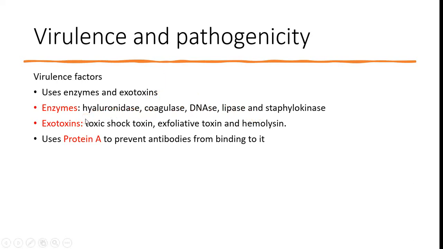Now, it's also going to be able to produce toxins, and these are going to be those exotoxins. So such toxins as toxic shock toxins and exfoliative toxins, or even hemolysins, which is going to be a toxin against the blood cells. And finally, it also has something known as protein A on its surface. So what protein A does is it's going to bind to the host's immunoglobulins, which remember are the antibodies.